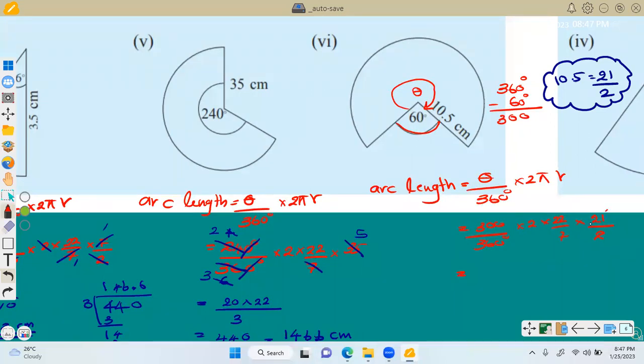Now, 21 can be divided by 7, it is 3. 2 divided by 2 is 1. Then here 0 and 0 cancel. 30 divided by 6, it is 5. 36 divided by 6, it is 6. Now, 3 divided by 3, 1. 6 divided by 3, it is 2. 2 divided by 2, 1. 22 divided by 2, it is 11. So, 11 times 5 is 55 centimeters.